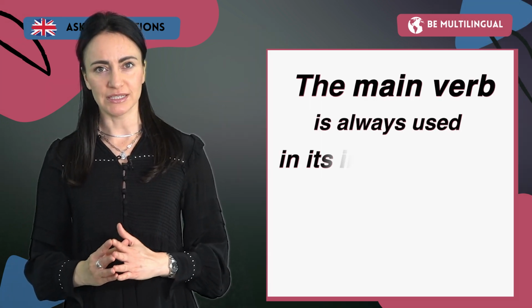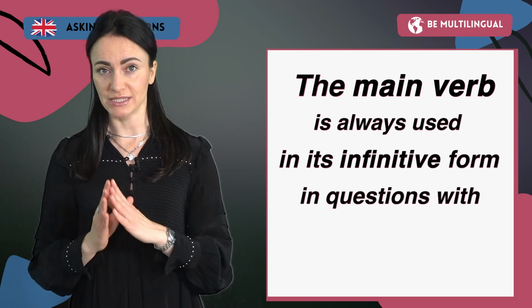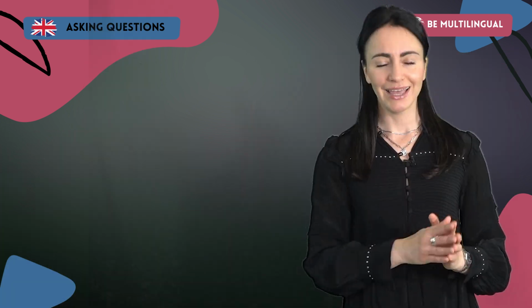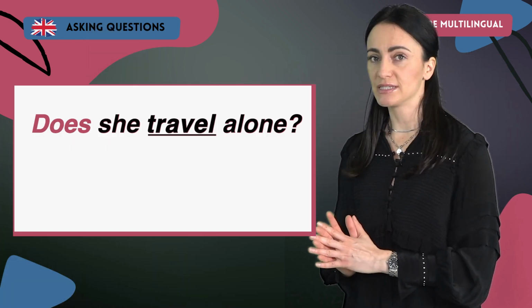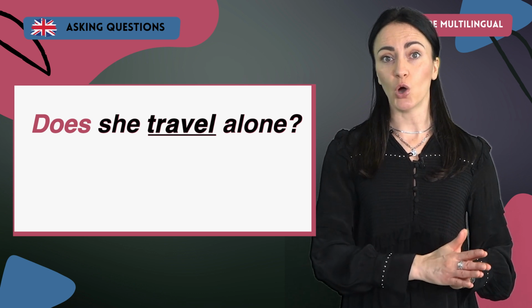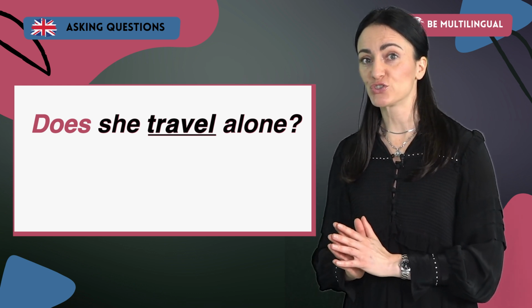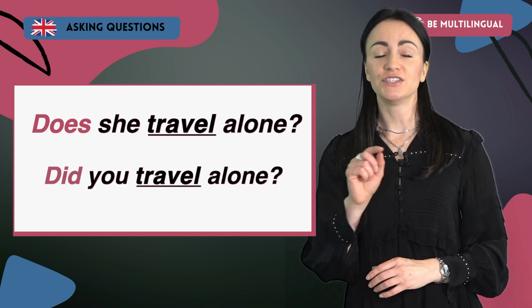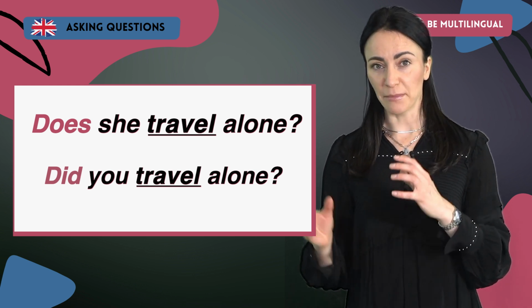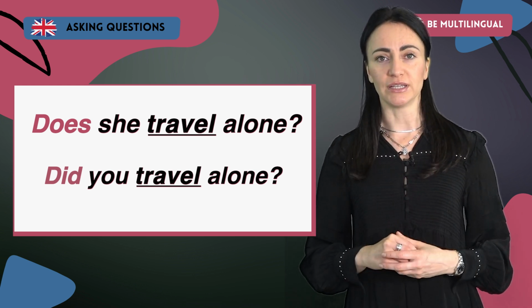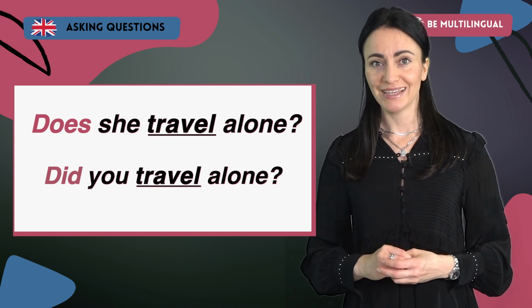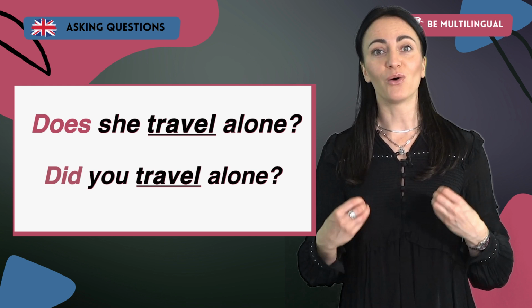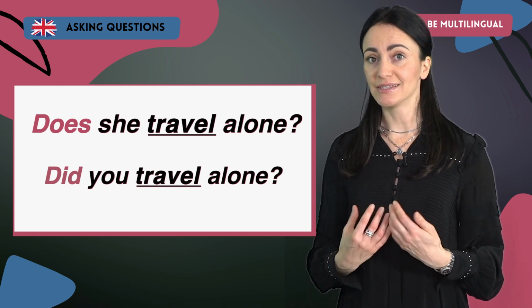The next thing you have to keep in mind is the following. The main verb is always used in its infinitive form in questions with does and did. Let's see how it works. Here is the question with does. Does she travel alone? So, no S with travel. It's already included in does. Did you travel alone? Not did you traveled alone. The past form is already included in the word did. So the S and the past form are already included in the does and did.